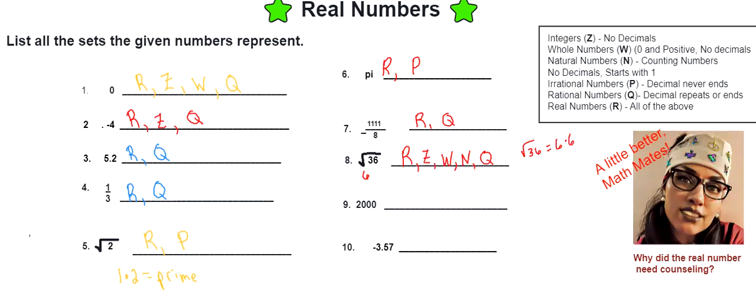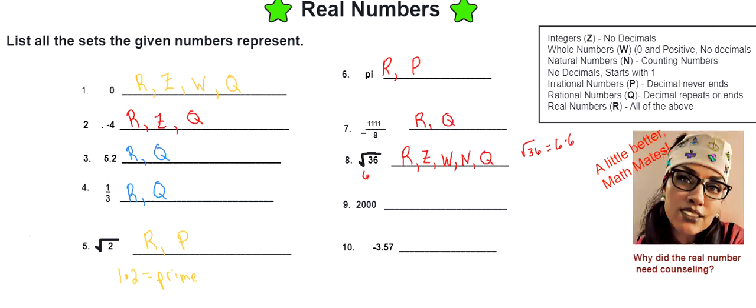How are we doing here? Let's take a look at what Emoji Betsy has to say here. Let's just take a break for a second. Why did the real number need counseling? Because it couldn't handle its irrational behaviors. I thought that was appropriate for this playlist. All right, let's go on.